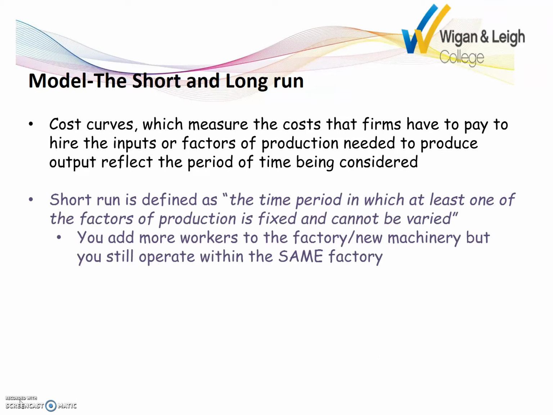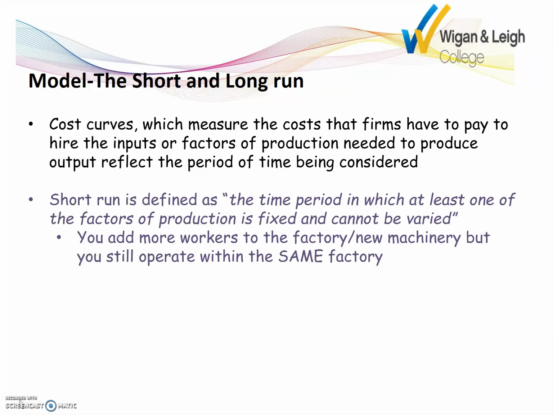We've looked at the idea of the short run, but just to confirm for you, short run is defined as a time period in which at least one of the factors of production is fixed and cannot be varied. So basically, what we're saying here is we've got land, labour, capital, and entrepreneurship. If we discount entrepreneurship, and look at land, labour, and capital, as long as one of those three is not changing, then you're still in the short run.